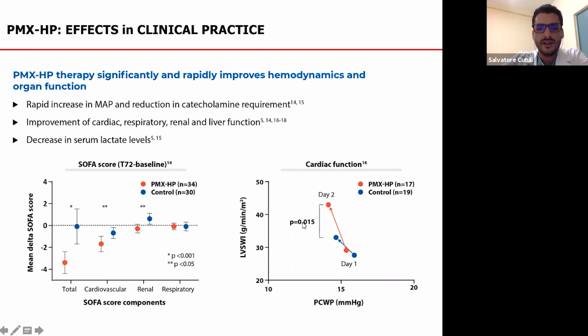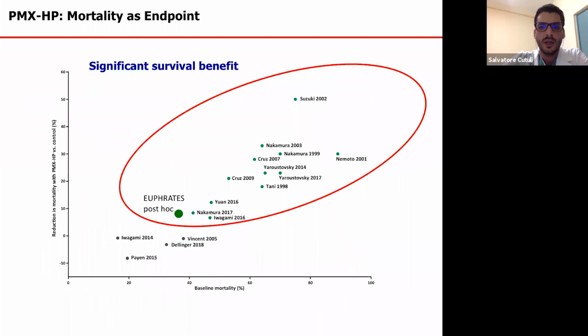In this case, these data are not from EUPHAS-2, but from another physiological study, which helped us understand a bit more about the role of endotoxin in septic shock and why it is so important to remove endotoxin from the blood.